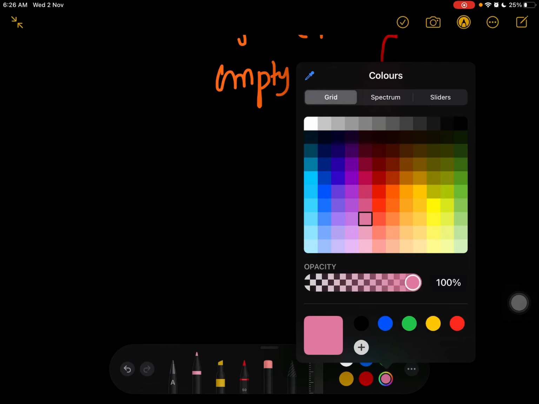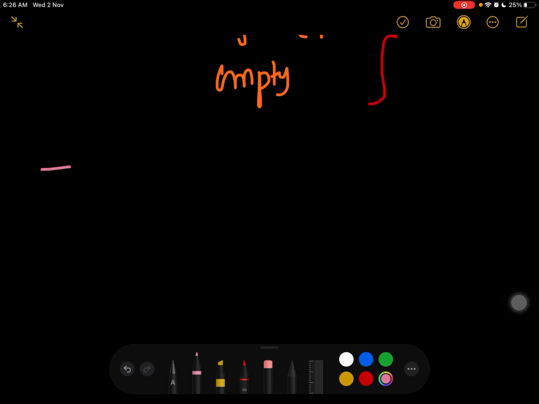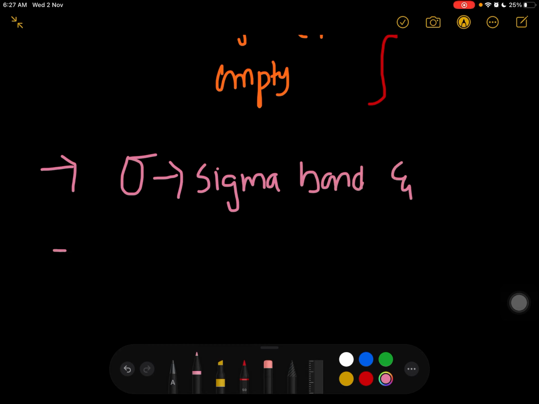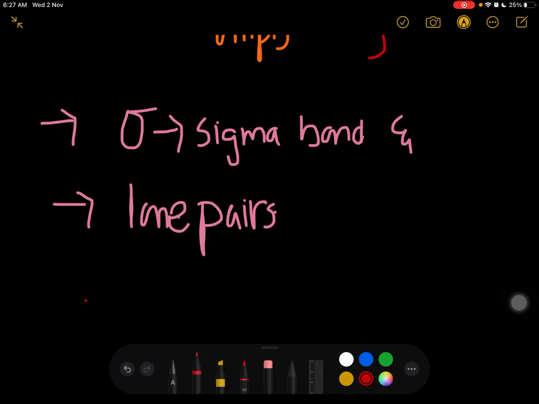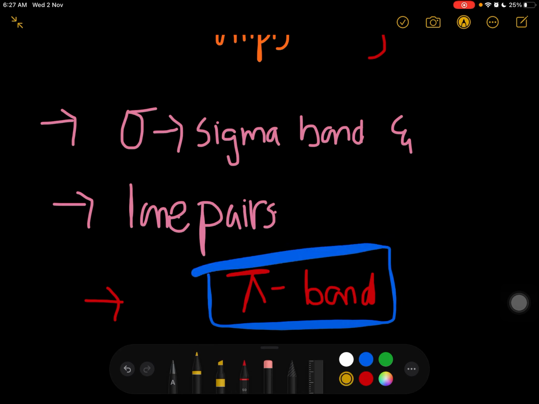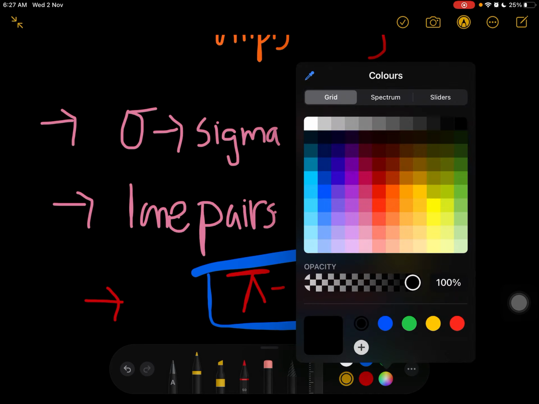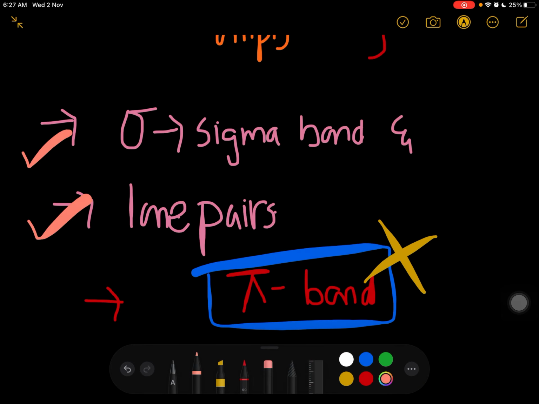Now the concept of hybridization is only for sigma bonds and for lone pairs. The concept is not for the pi bond, right? It is only for the sigma bond, and it is only for the lone pairs.